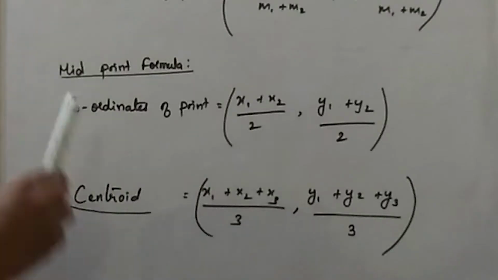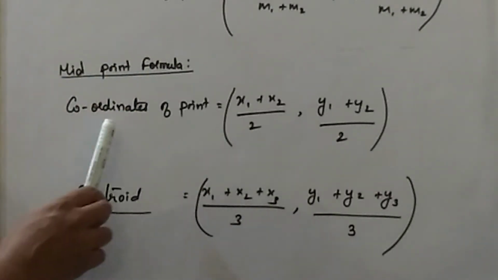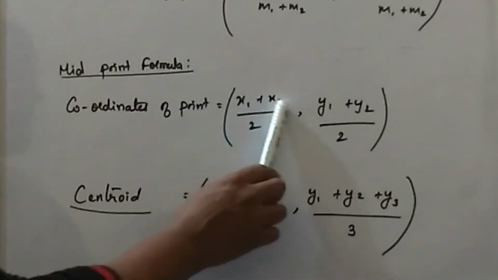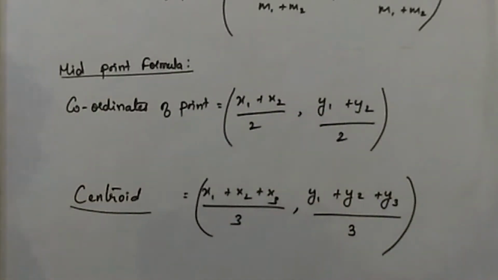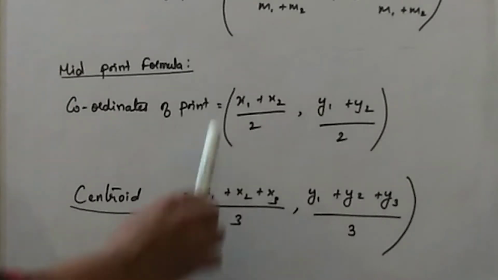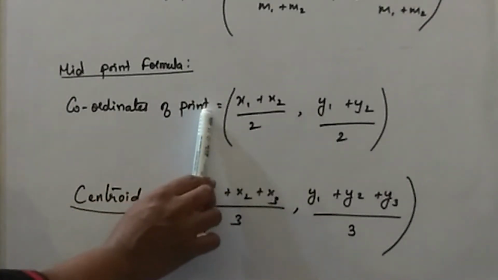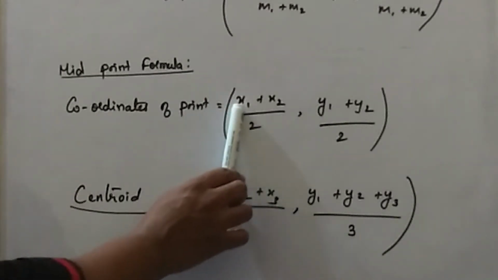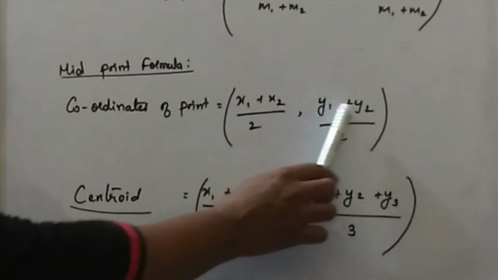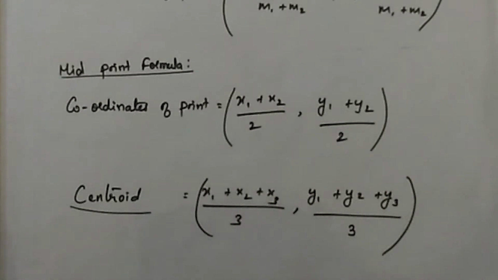Clear? Then the midpoint formula. Coordinates of the point: x1 plus x2 upon 2, y1 plus y2 upon 2. When the line is divided equally into two parts, that time the coordinates of the point which is dividing, that point we have to find out: x1 plus x2 upon 2, y1 plus y2 upon 2.